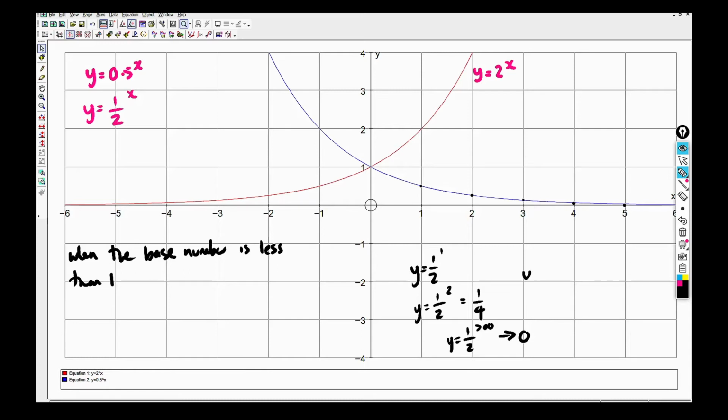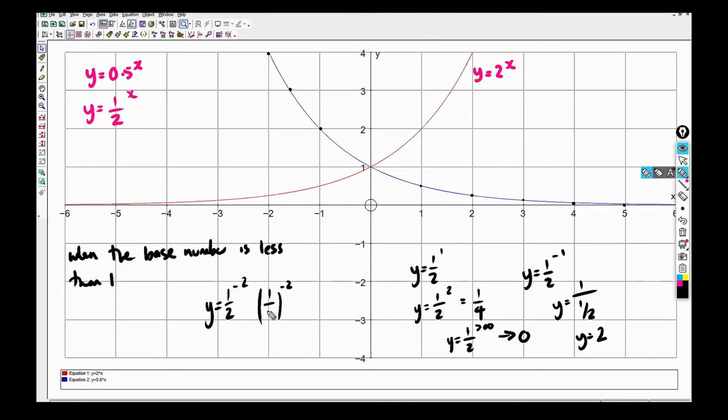Now obviously when x starts getting negative, so let's say I had a half to the -1, well then that's just the reciprocal of a fraction, which then you flip the fraction and it becomes 2. So actually, as x becomes more negative, you'll see that the answer is going to get much bigger as you go on. So for example, y equals a half to the -2. Well, that's a quarter, sorry, I'm just giving away the answer.